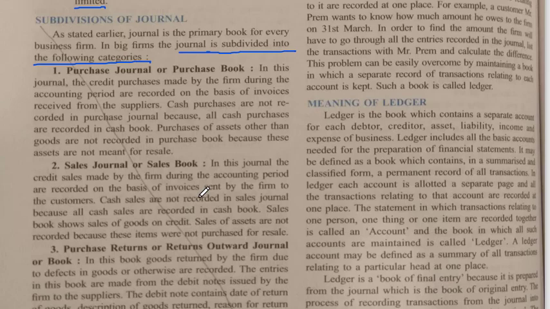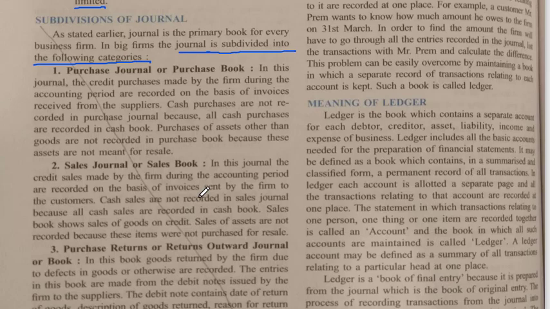In this journal, the credit sales made by the firm during the accounting period are recorded on the basis of invoices sent by the firm to the customers. So for all the credit sales that we have made, we have made invoices, bills which we have sent to the purchasers, and based on those documents we record the sales journal book. Cash sales are not recorded in the sales journal book. All the cash sales are recorded in the cash book. Sales book shows sales of goods on credit. Sales of assets are not recorded because these items were not purchased for resale.